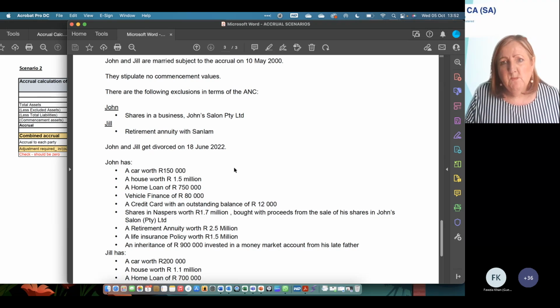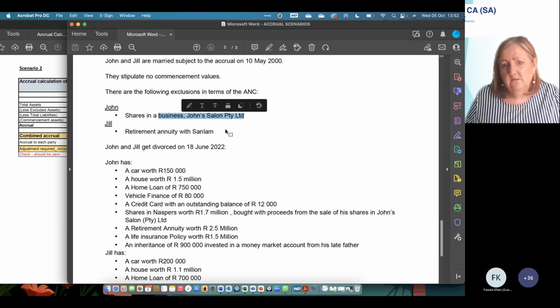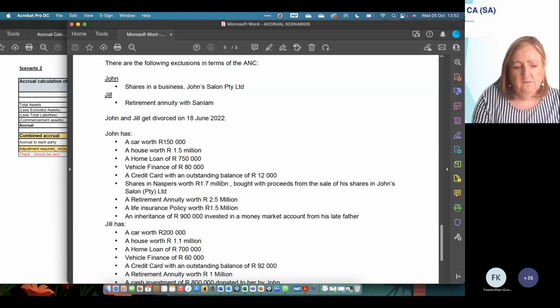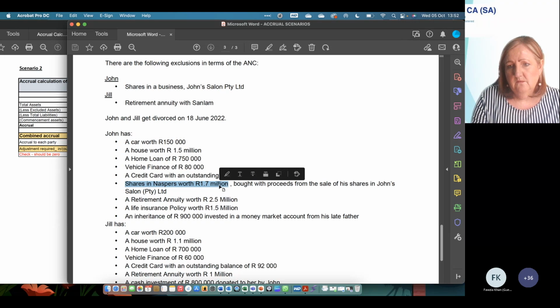However, here we have a very, very interesting scenario, and that is the scenario of excluded assets. John excludes shares in his business, John's Salon Pty Limited, and Jill excludes her Sanlam retirement annuity. Now, very, very important. John now has 1.7 bar worth of Naspers shares, which he bought with the proceeds of sale of his shares in John's Salon Pty Limited. 1.7 bar is a hell of a reason for parties to fight, either in litigation or in mediation. So we're going to look at that.